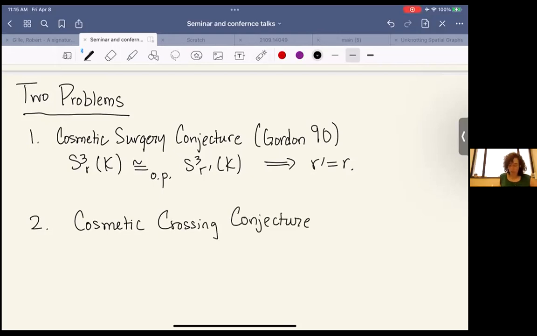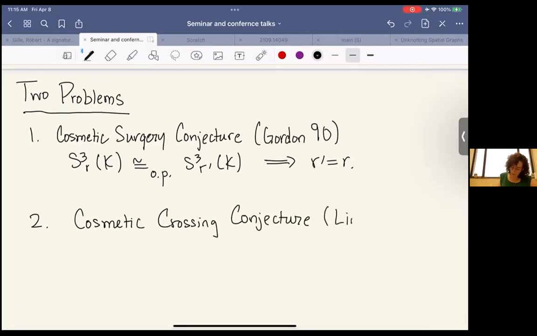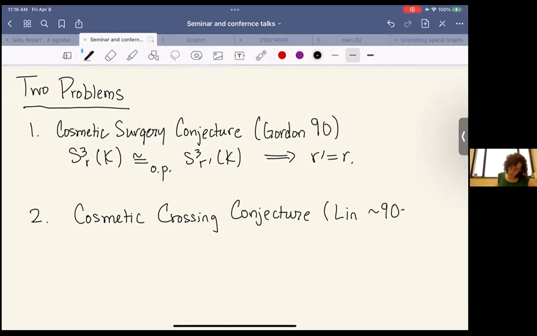This statement is due to Lin, from roughly the 90s, although nobody seems to know the first appearance of this statement. I suspect it's the kind of thing that people assumed to be true for a long time and then realized that possibly it might not be true. And that's the statement that if you do a crossing change to a knot, it's going to turn it into a different knot, unless that crossing was what's called nugatory.